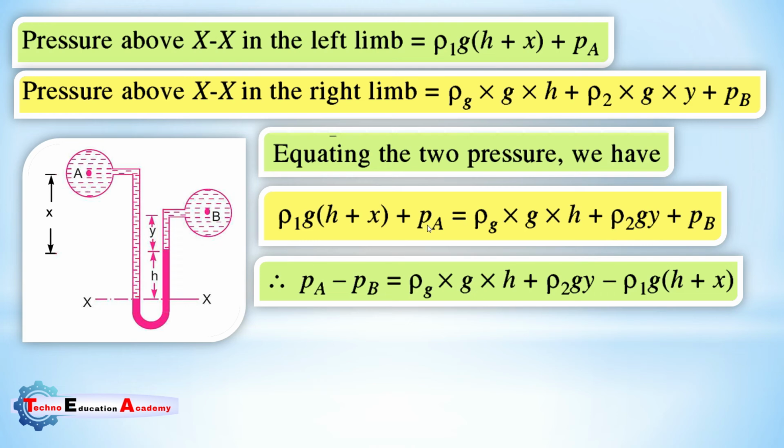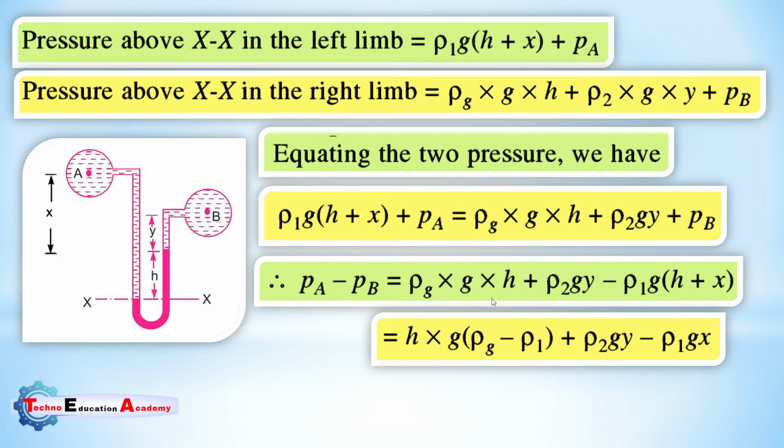So this Pa term is positive and the Pb term is also positive. Whenever a term is shifted from the right hand side to the left hand side, it will become negative. So whenever we make the subject Pa minus Pb, this term shifted to the right hand side will become negative: minus rho 1 g in bracket (h plus x). So it is the simplified form by shifting the Pb term from the right hand side to the left hand side, and this term from the left hand side to the right hand side. So Pa minus Pb equals rho g h plus rho 2 g y minus rho 1 g (h plus x).